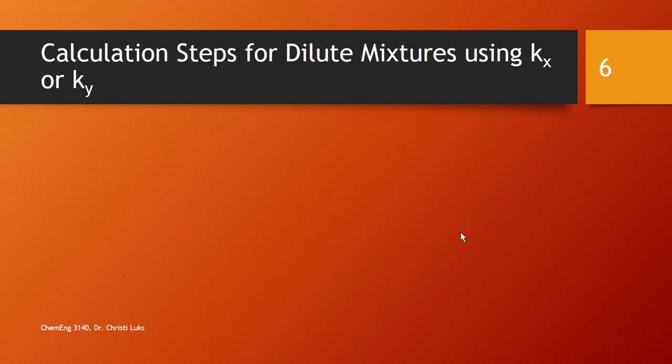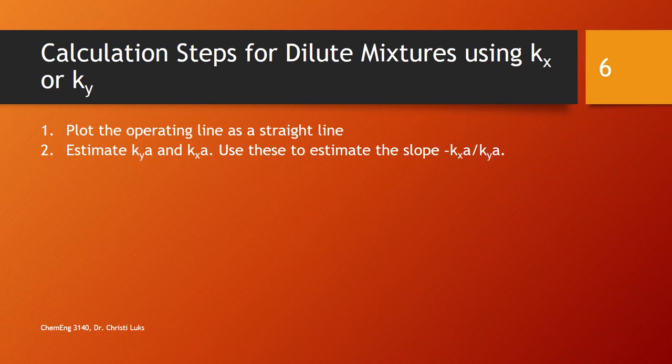So how can we use this to actually do the calculations? It depends on whether or not you have film coefficients, kx, ky, lowercase, or overall mass transfer coefficients, the capital Kx or Ky. So let's look first at the film coefficients. The first thing you want to do is plot the operating line as a straight line on the same graph with your equilibrium data. Then you need to find estimates of kya and kxa. And we're going to use these to estimate the slope. And that slope, as we just saw, is going to be negative kxa over kya.